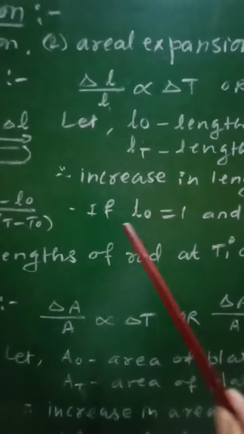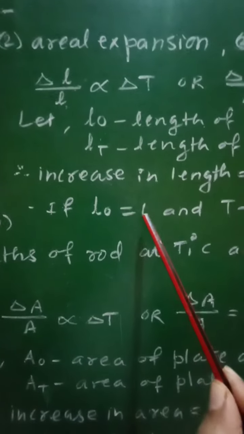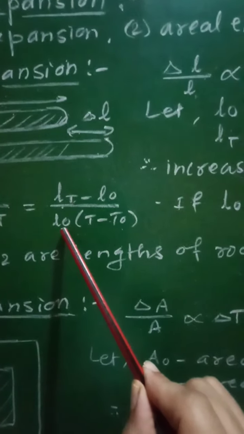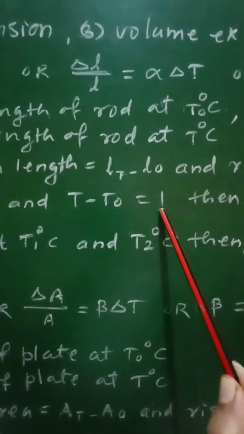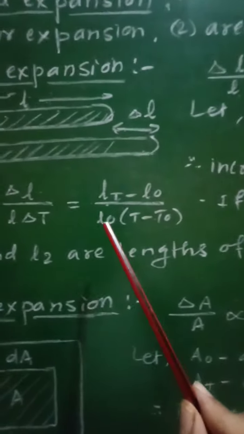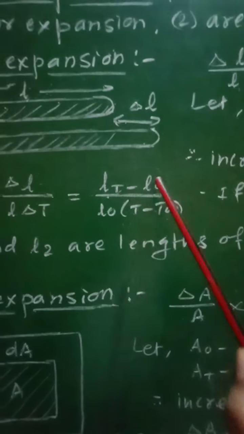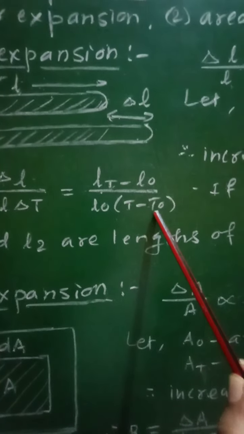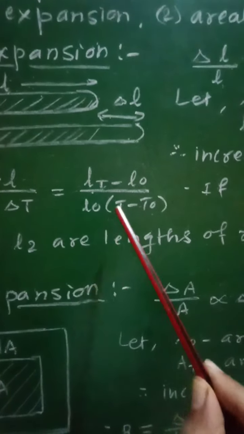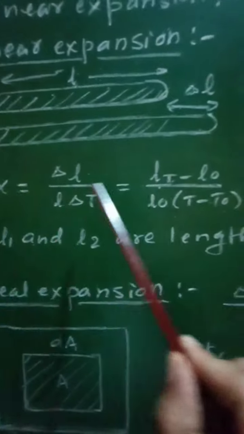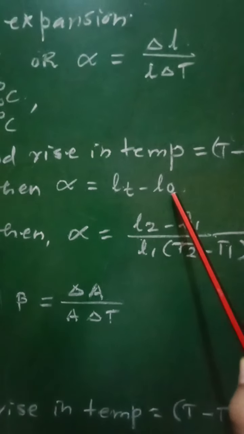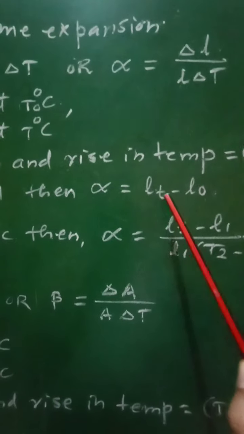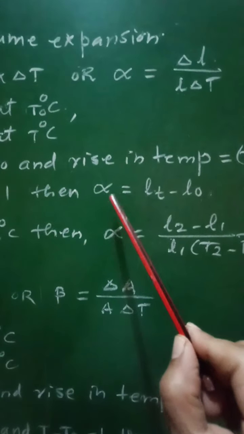Now, from this relation, if L0 equal to 1, that is unity, and the temperature difference T minus T0 is also 1, that is unity, then from this relation, alpha equal to LT minus L0 upon L0 into T minus T0, in this case L0 is equal to 1 and T minus T0 equal to 1, and therefore alpha will be equal to LT minus L0. And so from this we can define the coefficient of linear expansion alpha.